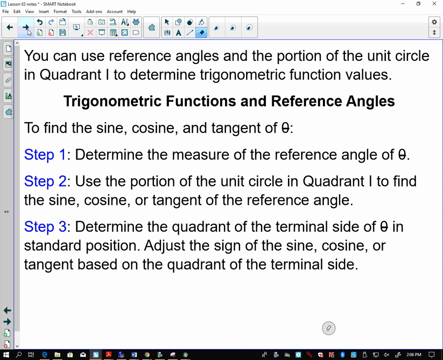So you can use reference angles and the portion of the unit circle in quadrant 1 to determine trigonometric function values. Normally I do step 3 first: determine the quadrant of the terminal side of theta in standard position. Then adjust the sign of the sine, cosine, or tangent based upon the quadrant, determine the measure of the reference angle, and use all that to find my sine, cosine, and tangent. So I do more of a step 3, step 1, step 2 method.